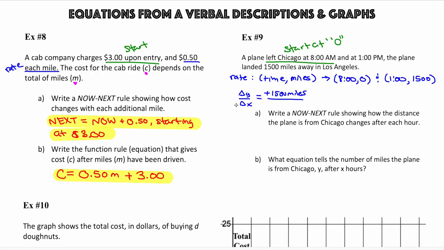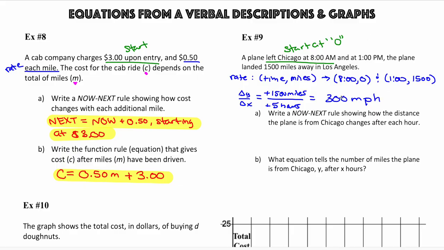Divided by change in x will be 8 a.m. until 1 p.m., which, 8, 9, 10, 11, 12, 1 o'clock, is 5 hours. So it would be 5 hours. If we were to simplify this, 1,500 miles divided by 5 hours is 300 miles per hour. That is how fast the plane is traveling.